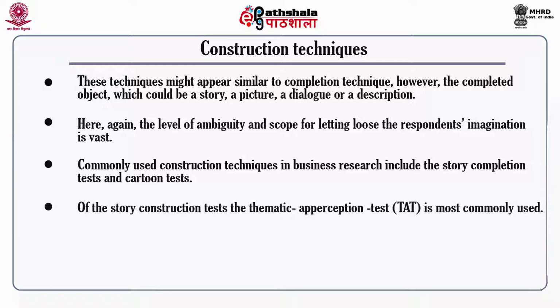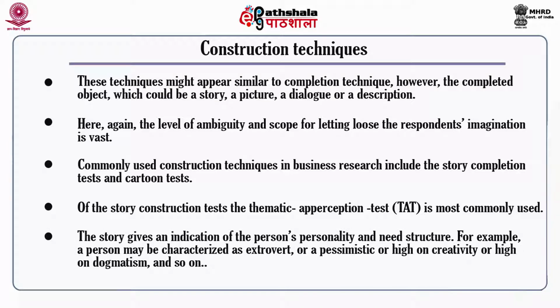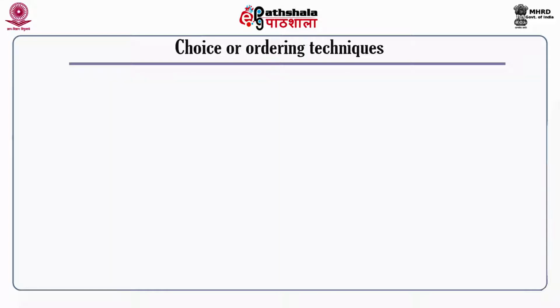Of the story construction tests, the Thematic Apperception Test is most commonly used. The story gives an indication of the person's personality and need structure. For example, a person may be characterized as extrovert or a pessimist, or high on creativity or high on dogmatism, and so on. Choice or ordering techniques.